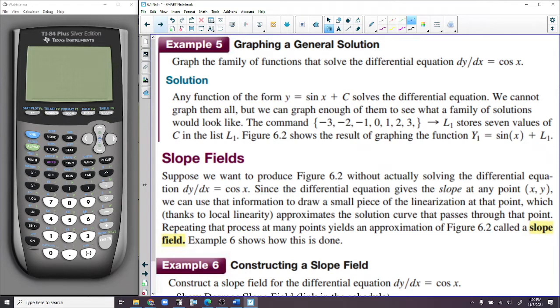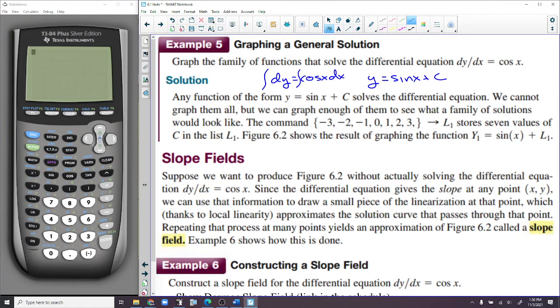Graphing a general solution. Grab your calculators. I think this is kind of cool, I'm going to show you here. It says graph the family of functions that solve the differential equation. The derivative is cosine. So if we did a little bit of work here, we got dy equals cosine of x dx. We take the antiderivative, and we get y equals sine of x plus c.